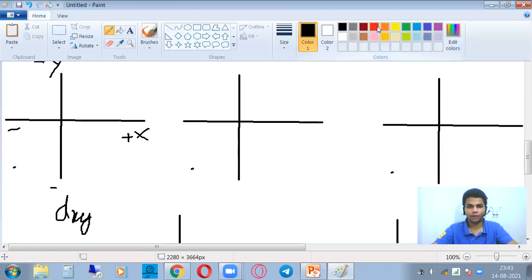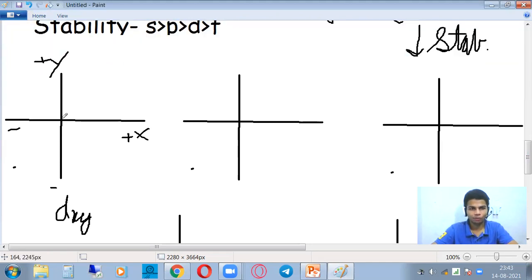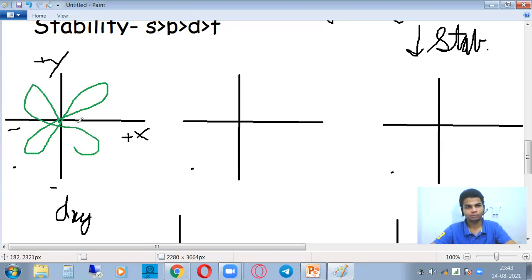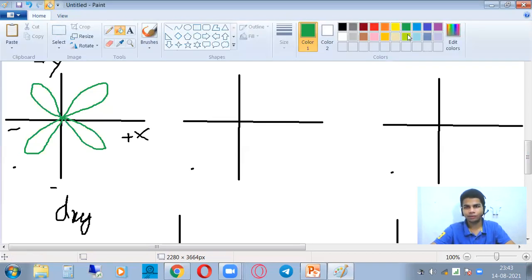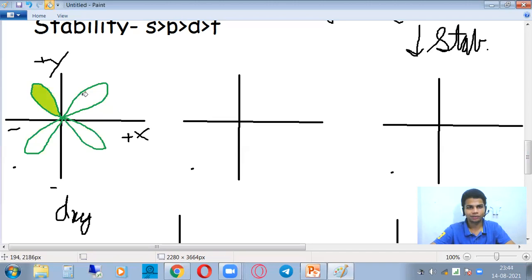The shape of the d orbital is basically a double dumbbell, not a single dumbbell. You can find this portion between the x-axis and y-axis. This is one dumbbell, and this one is another dumbbell. If I color this portion for better clarity, I will color this one, this one, this one, and this one.